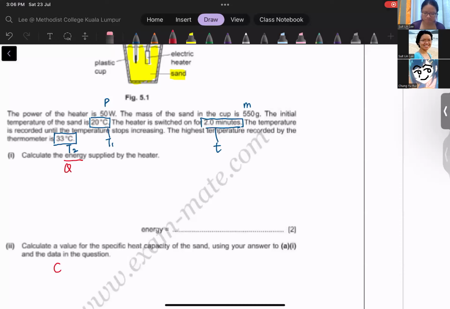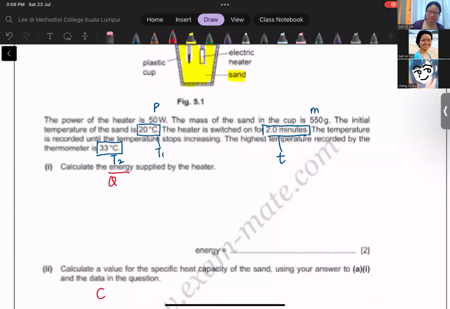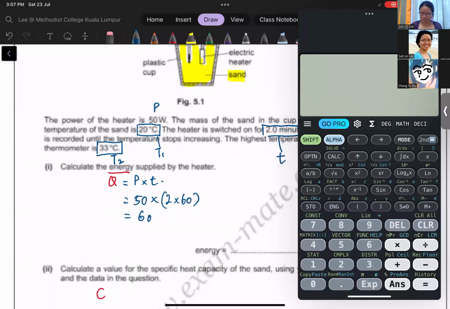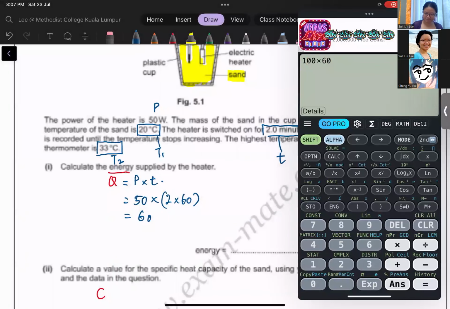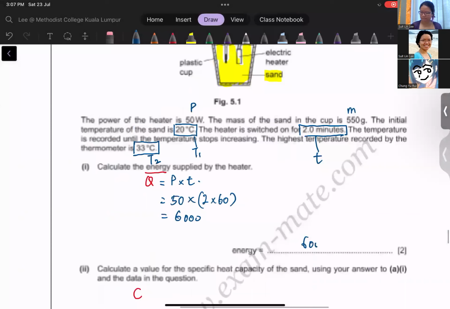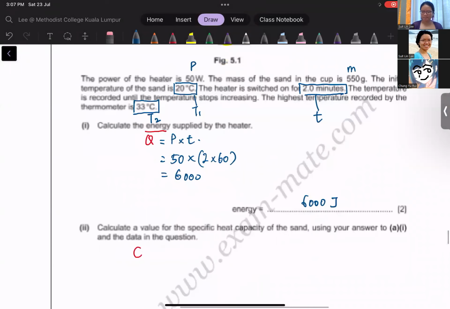Okay, let's check the answer. As previously pointed out, for the energy, you can use power multiplied by time. So a 50-watt tiny heater, 2 minutes, 60 seconds for each minute. So this will be 6,000 joules. Don't forget your unit, okay?